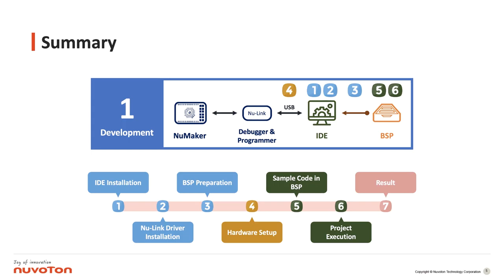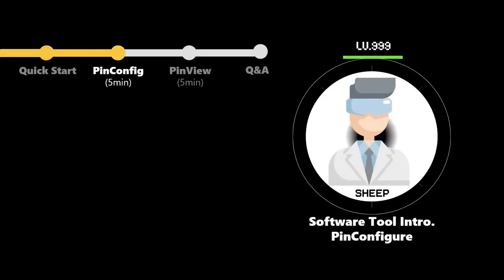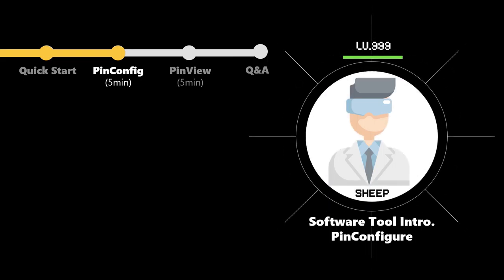However, don't you think something is missing? Yes, you are right. Our software tools, the Pin Configure and the Pin View, are missing. We will introduce these tools one by one later. So, this workshop includes 3 courses: Quick Start, Pin Configure, and Pin View. You can find all the resources mentioned on our website page of software and tool. We will also provide you the slides later. Moreover, there is a Q&A session at the end of this workshop. We can give you all the support immediately, if any.